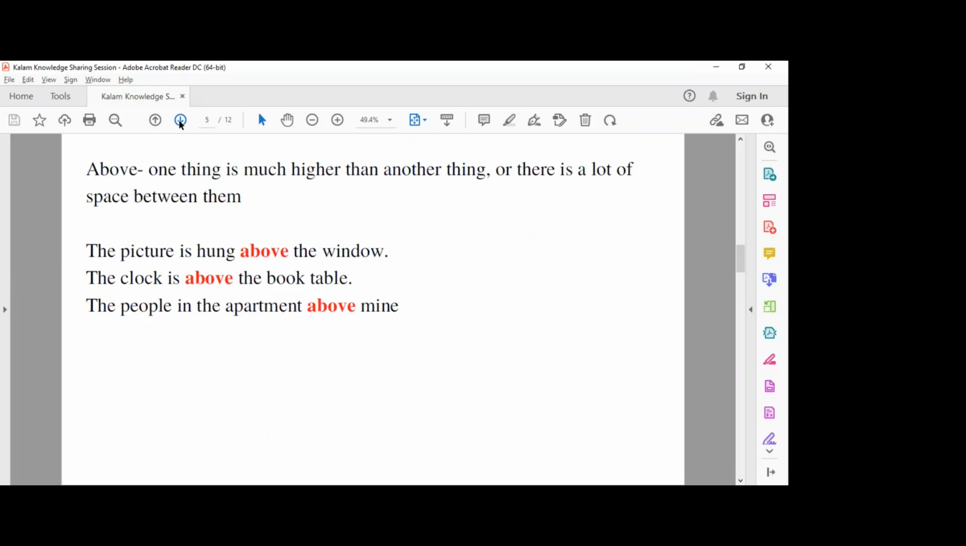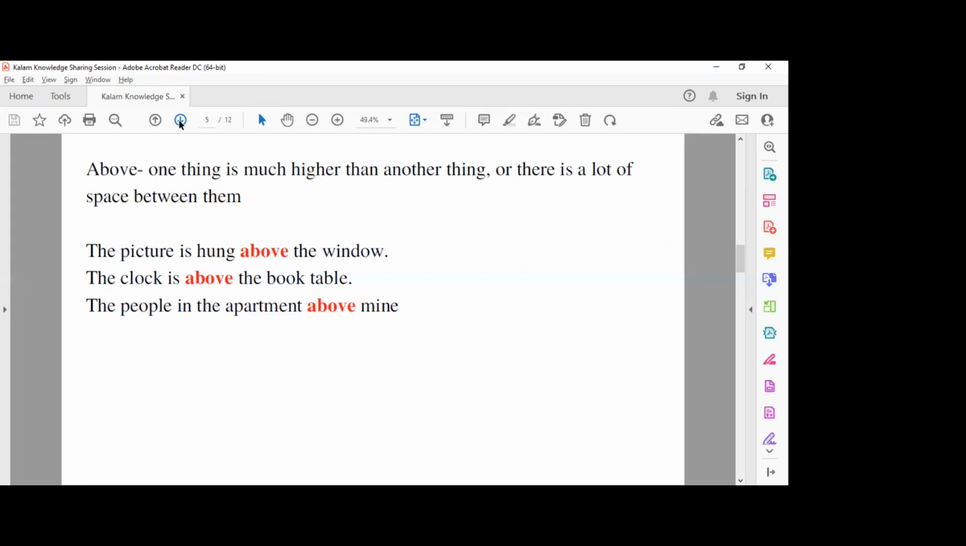So next we can see "above". One thing is much higher than another thing, or there is a lot of space between them. In that case mostly we don't consider the motion.